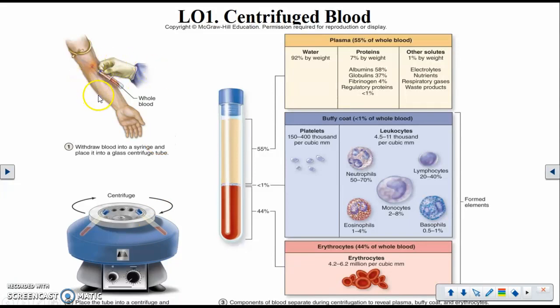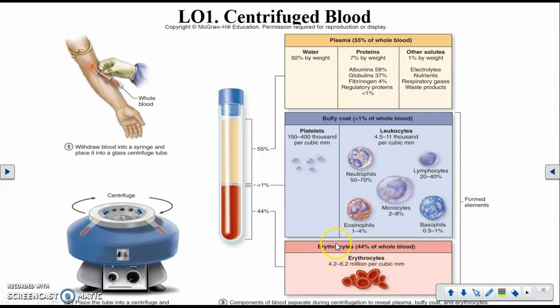If you take blood and spin it down, blood gets separated into three main components: plasma, which is predominantly water, the buffy coat, which is white blood cells and platelets, and then red blood cells. And this red blood cell portion is actually called the hematocrit. So when we talk about hematocrit, we're actually talking about percent red blood cells.